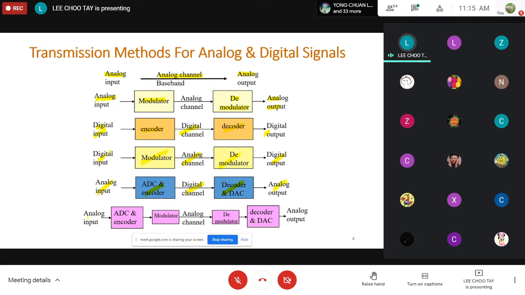In the last one, we have real world data, which is normally analog. Then we do analog to digital conversion, and then we encode it. So this will give us the digital information, but then we want to transmit this digital information over an analog channel. So we have to modulate this signal so that it can travel wirelessly. And at the receiver side, because we modulate the signal, we need to perform demodulation, followed by decoding and digital back to analog conversion, to give us the analog output at the destination.